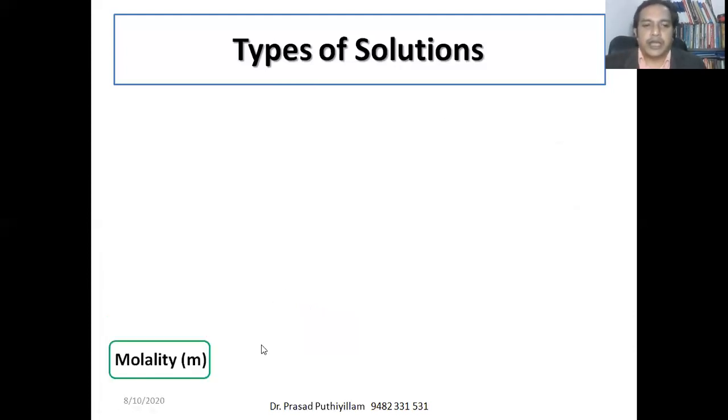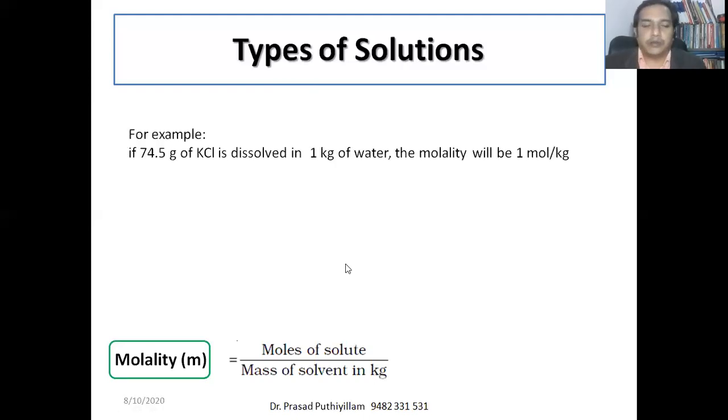The last one is molality. It is almost similar to molarity, the only difference being that in molarity the denominator was liter of solution. Here it is the mass of solvent in kilogram. Here we have to weigh it, so we have to measure the mass. Say, for example, 74.5 gram of potassium chloride is dissolved in 1 kilogram of water. Here, as I say, you have to measure the mass. You have to take the weight. You take it on a balance and weigh the water, so 1 kilogram of water is taken.